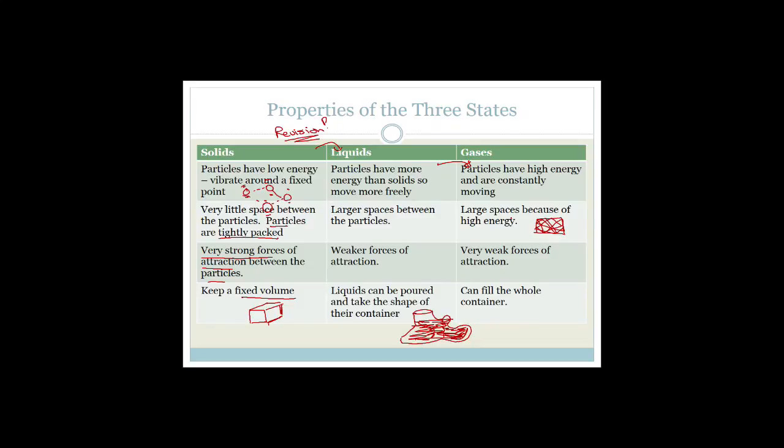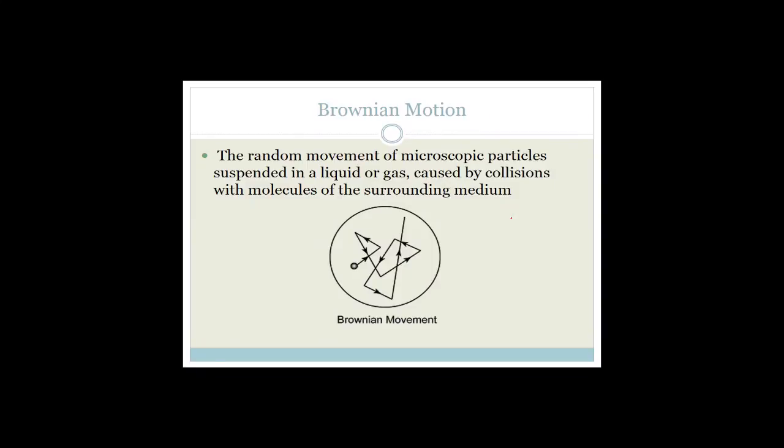Right, let's move on. So, Brownian motion. Brownian motion, named after Mr. Brown, was described for the first time many, many years ago. It explains how gas particles move, and also liquid particles to a smaller degree, but mainly gas particles. It is defined as the random movement of microscopic particles suspended in liquid or gas caused by the collisions with molecules of the surrounding medium.